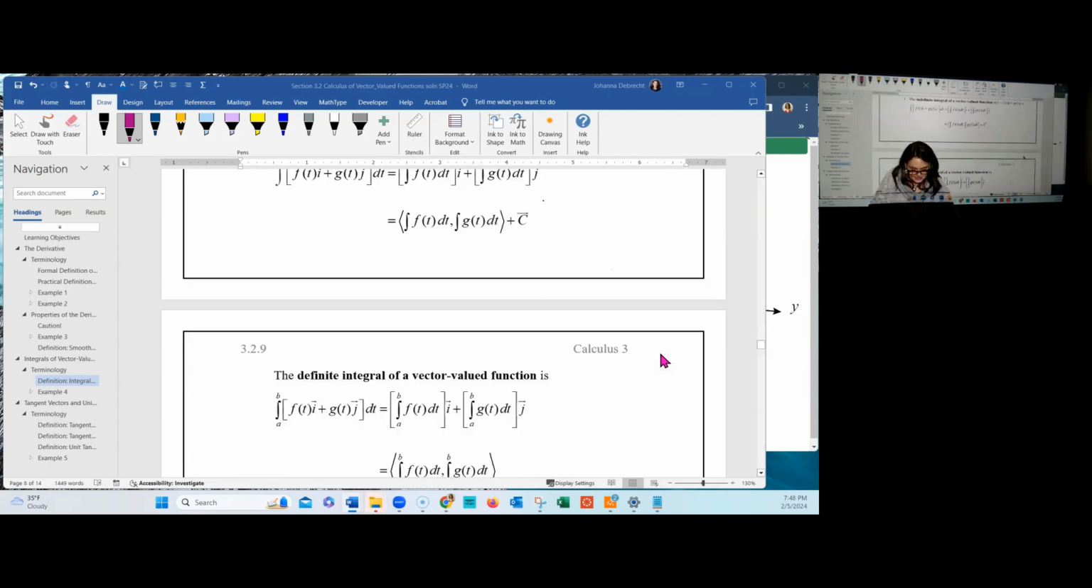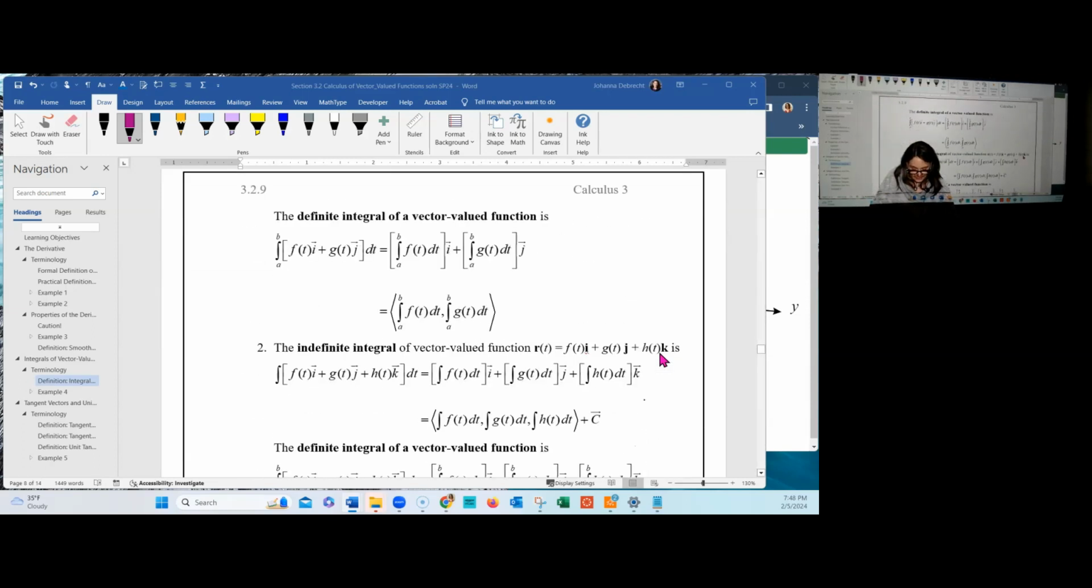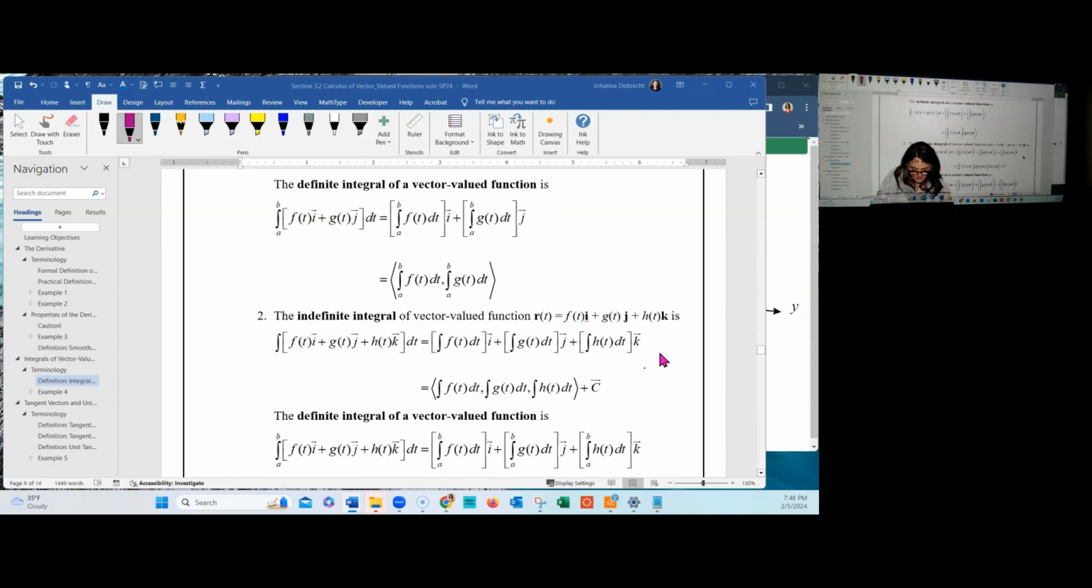We have a very similar definition for 3 dimensions, which you can see right here, the indefinite integral. You simply take the indefinite integral of all 3 components and add on a constant vector.